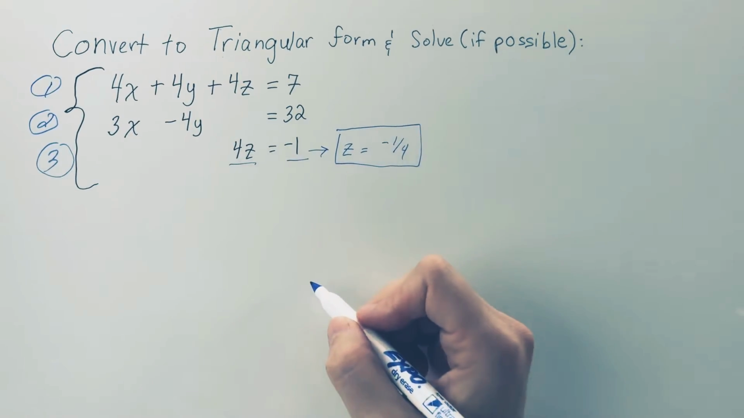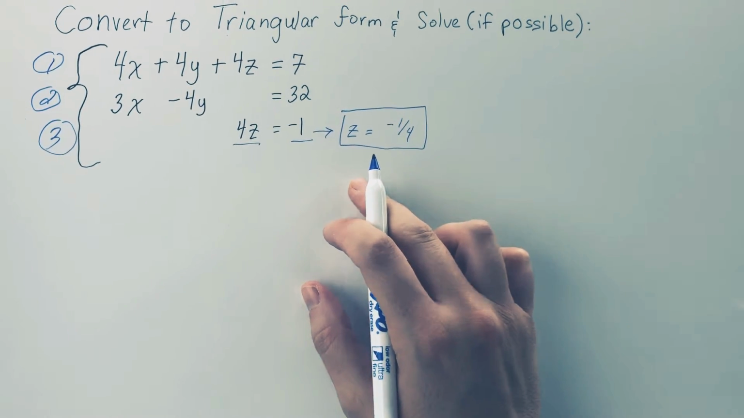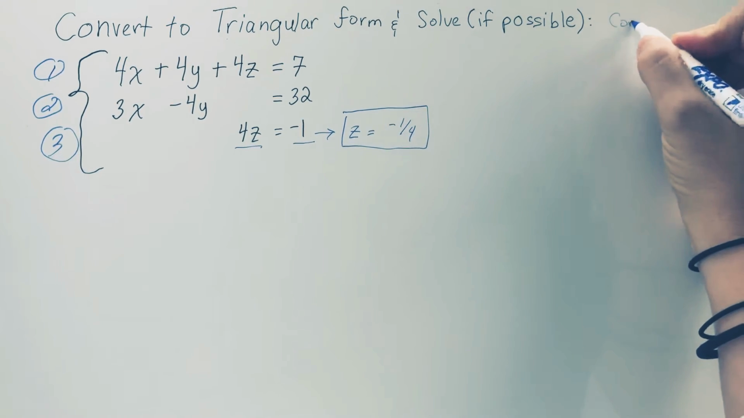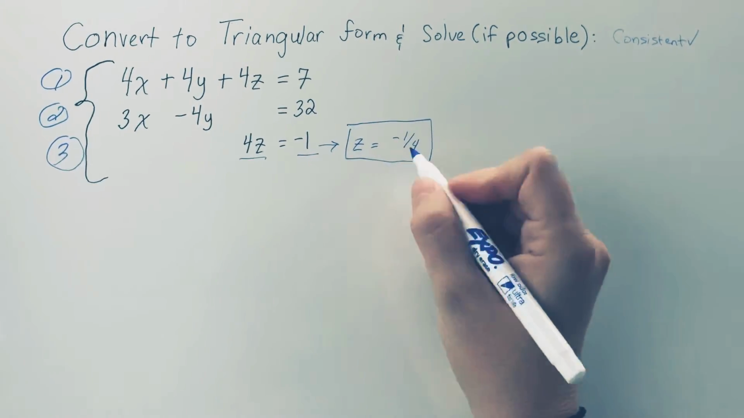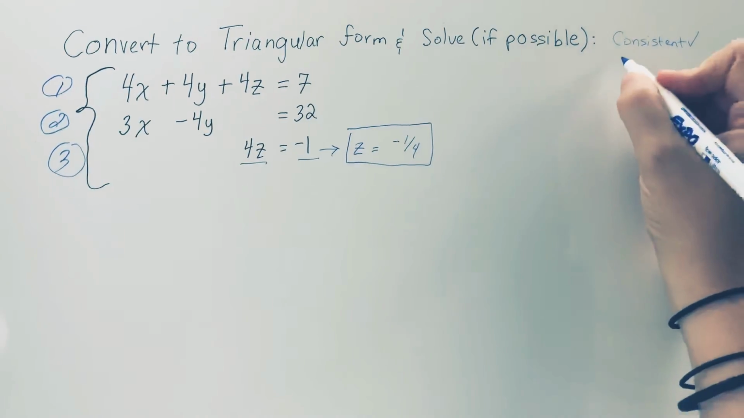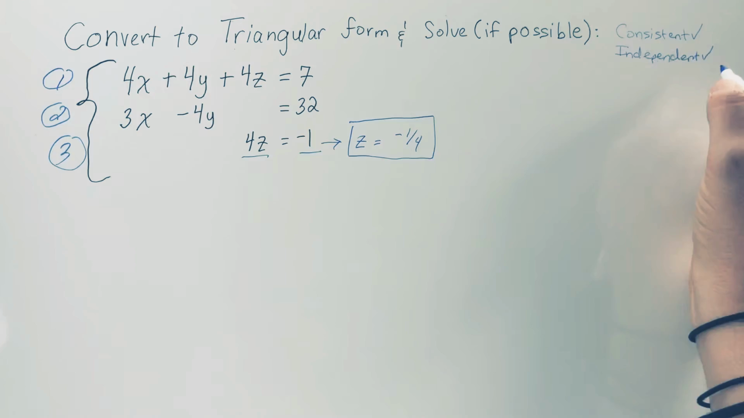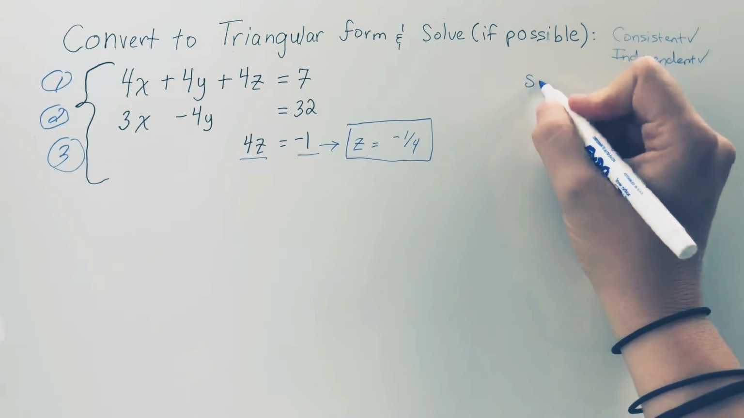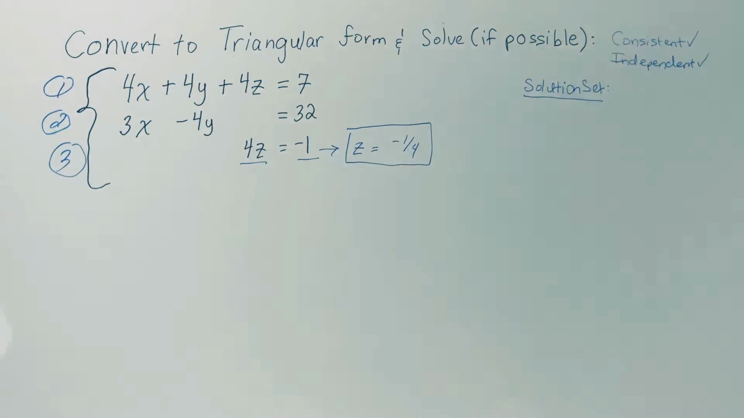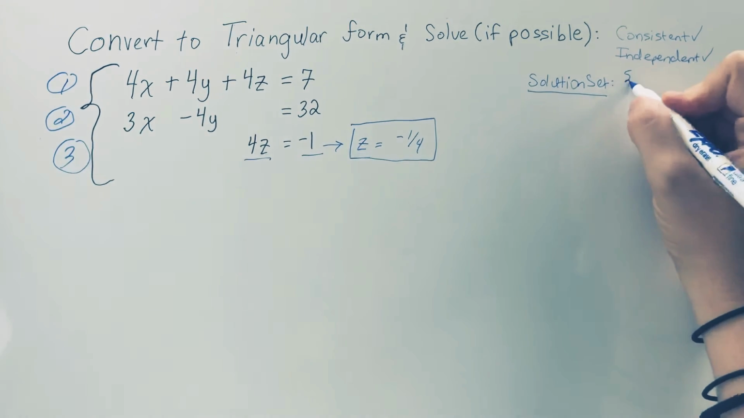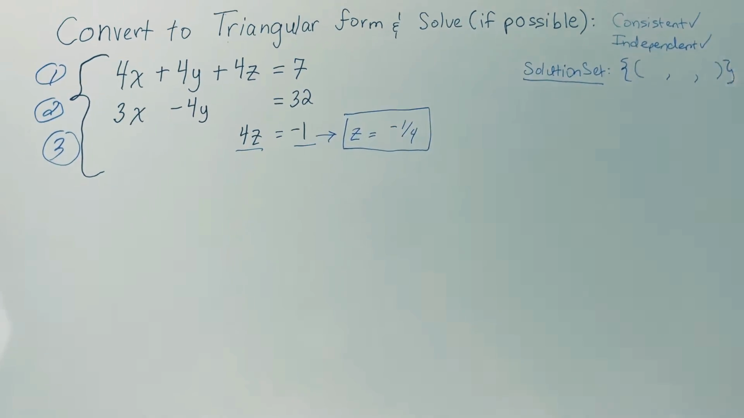Okay, so you already have enough information from this point to know that the system is consistent. As soon as you get one of the letters solved for a number, you know that this is a consistent system, and that'll come up again and again. Because you have one letter solved for in terms of a number, this is going to be an independent solution, meaning one ordered triple in this case. So your solution set does exist because it is a consistent system, and because it's independent, it'll have three numbers for your ordered triple: an x, a y, and a z.